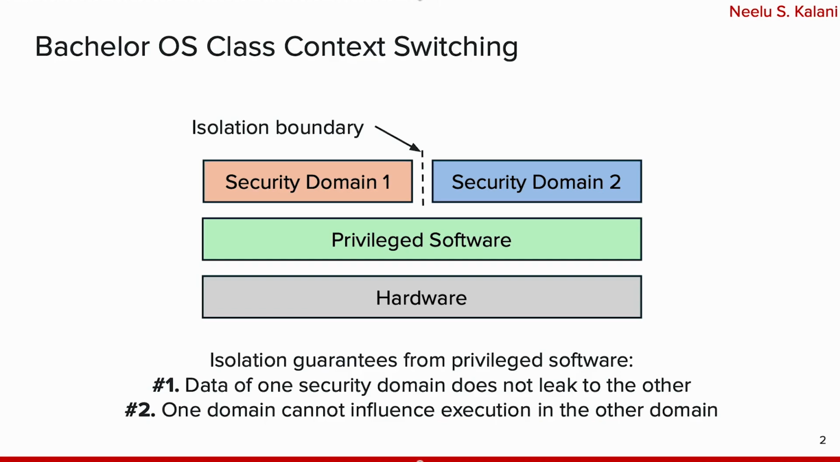You must have heard about context switching in your bachelor level OS class, where privileged software performs the context switch between two isolated security domains, such as two different processes, and the privileged software provides isolation guarantees that the data of one security domain does not leak to the other, as well as that one domain does not influence execution in the other. And this is achieved by correctly swapping all the architectural state during context switching.